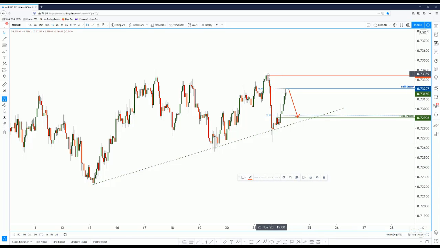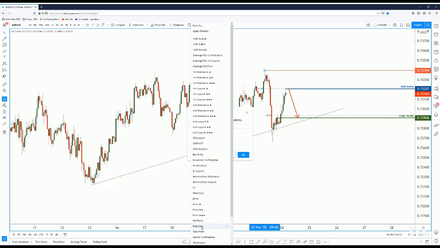Now where will the stop loss be? The stop loss will be this level, because if price breaks above and forms a new high, then we know price is going to push higher. But I'll back up the stop loss a bit to give the trade a bit of room to breathe.